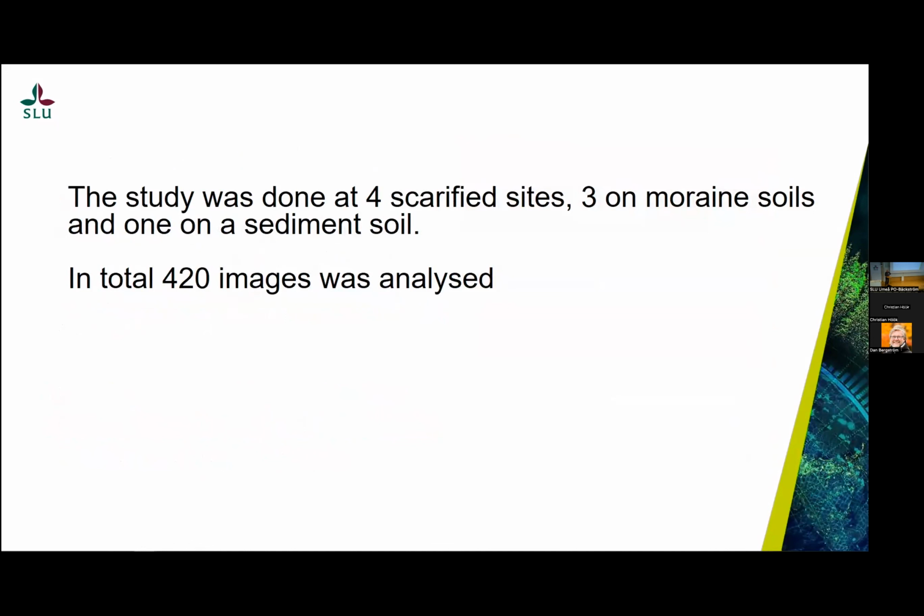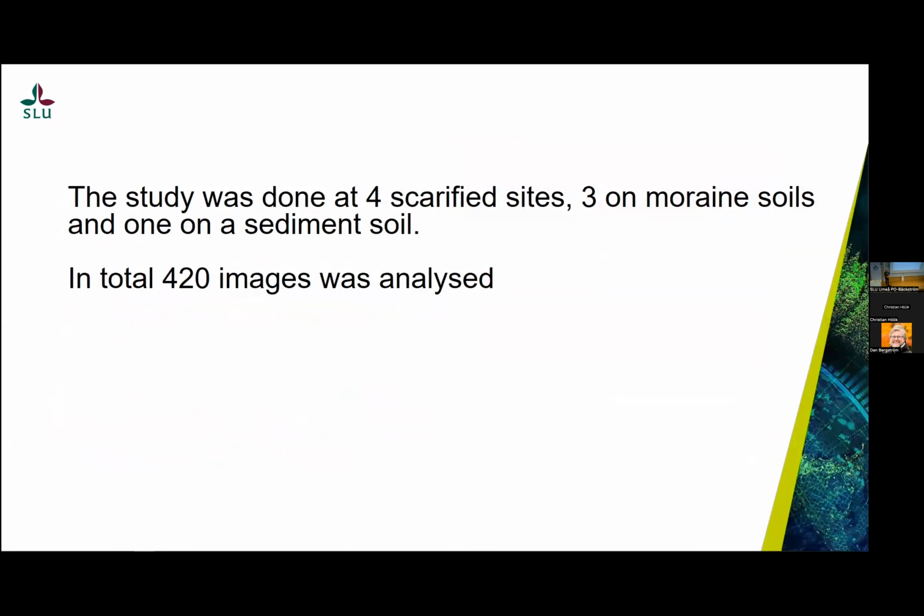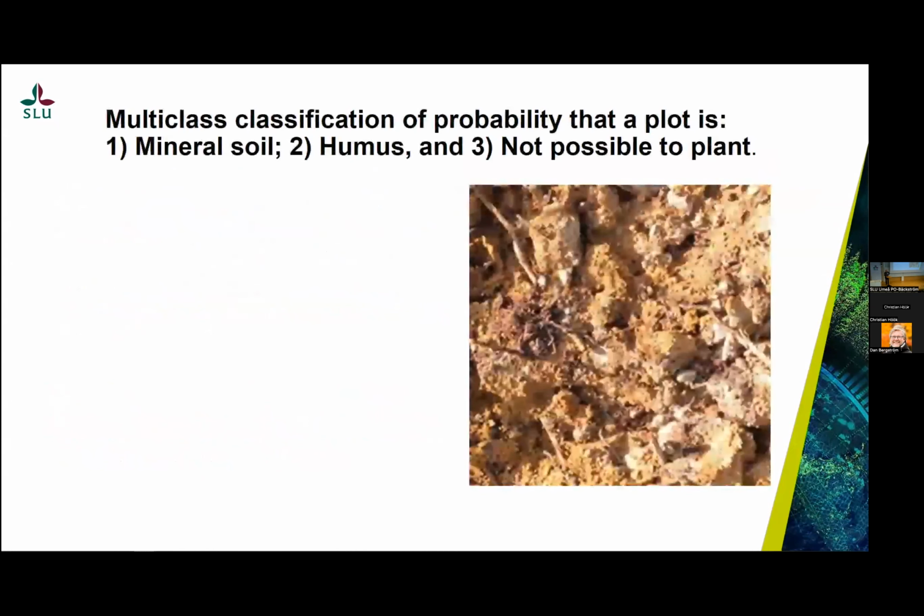It was done on 4 scarified sites, 3 on moraine soils and 1 on a sediment soil. In total, 420 images were analyzed. The type of analysis done is called multi-class classification, and the reason for using such an analysis method is that it is possible to get results very fast.